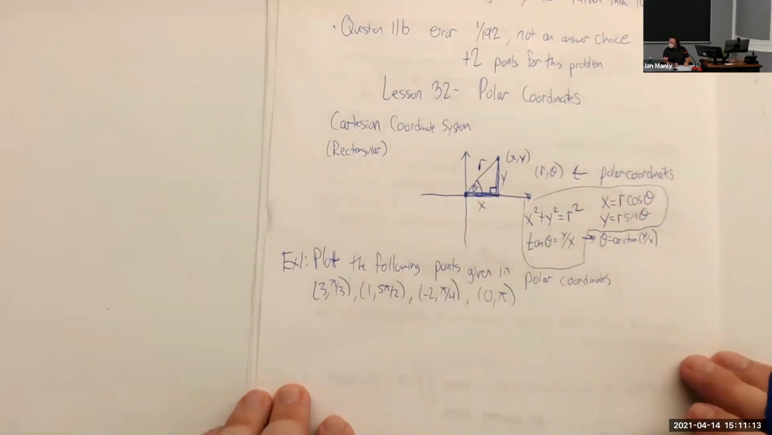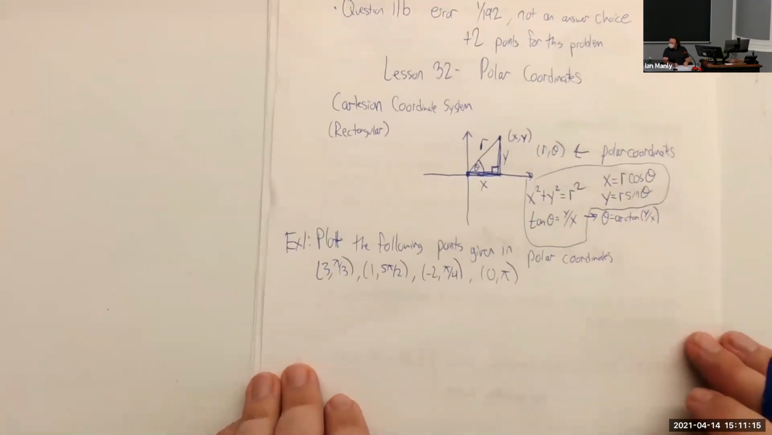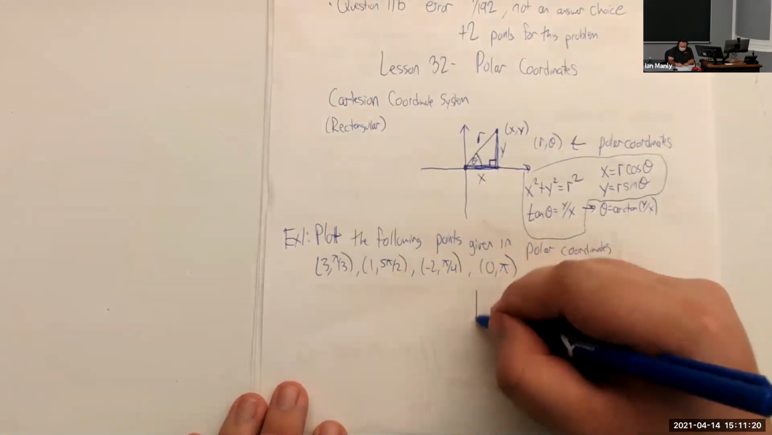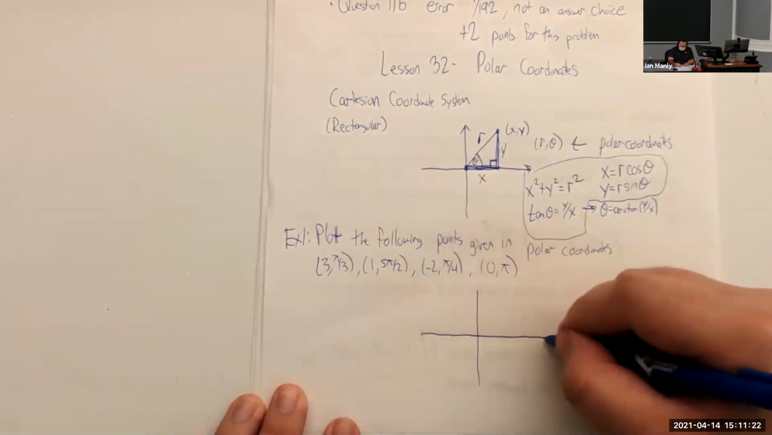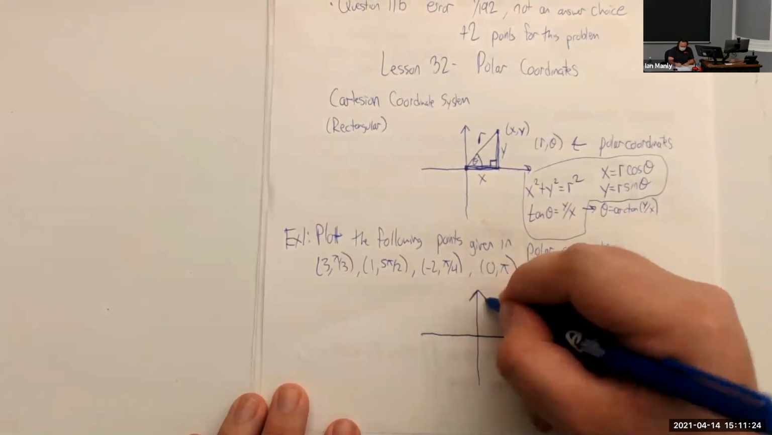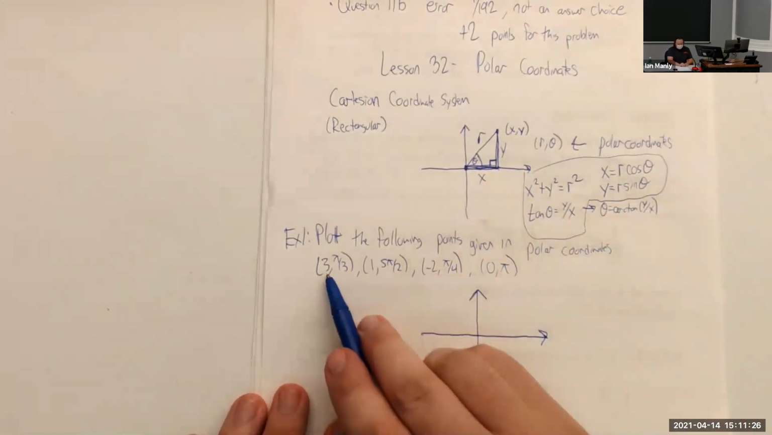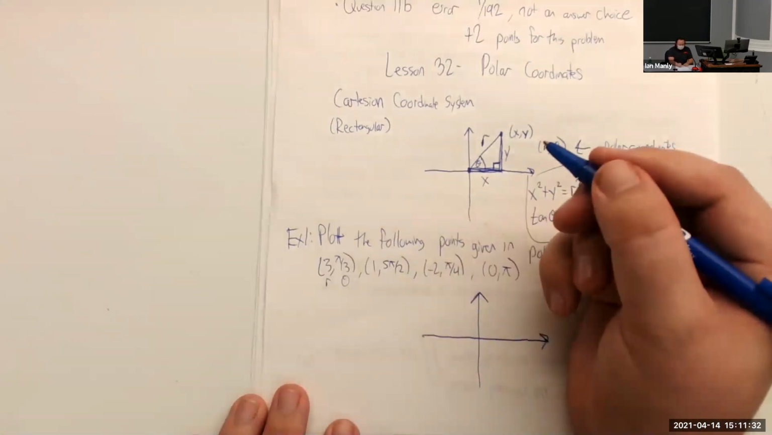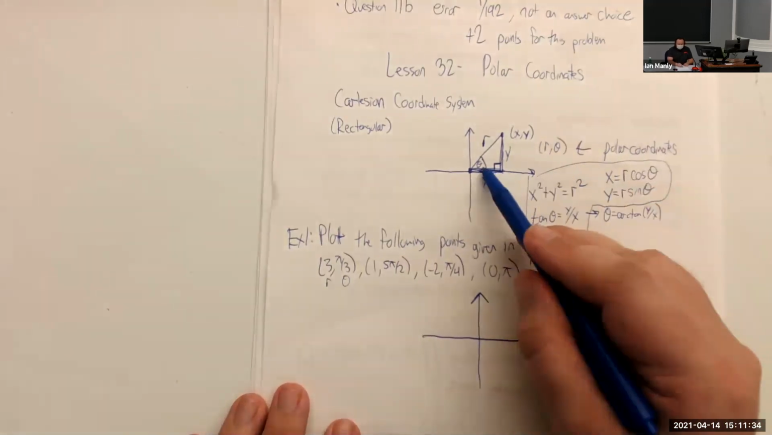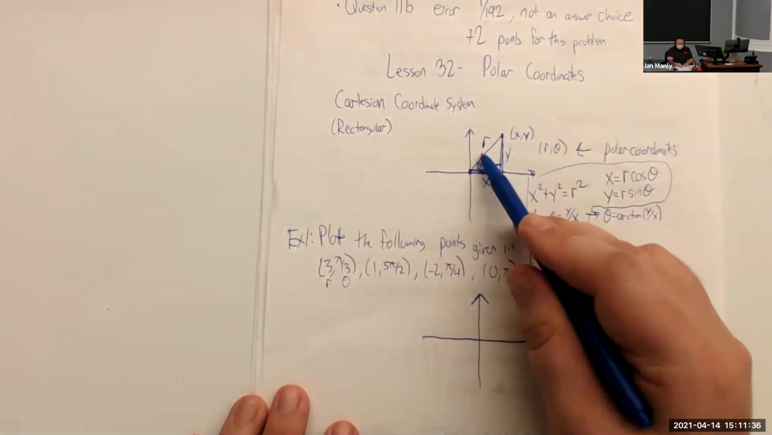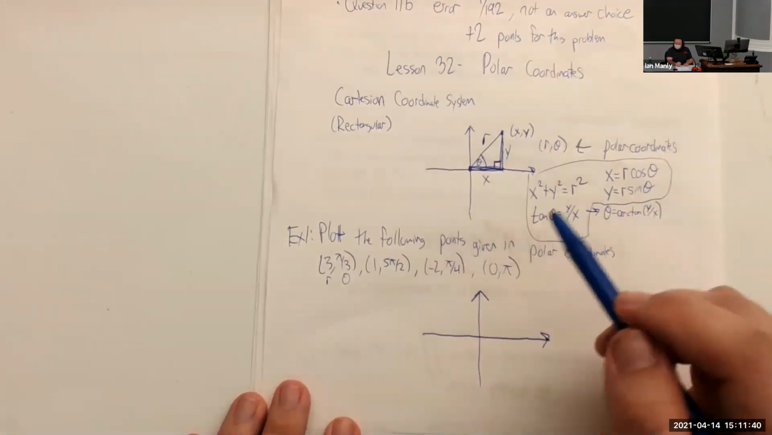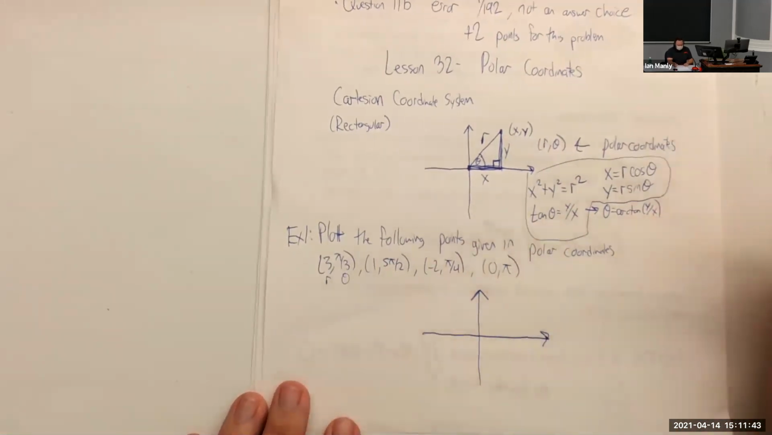All right, so let's see if we can plot these. I'm going to draw my axes here. Let's take a look at our first point. This has r equals 3, and theta will be pi over 3. So kind of in the way that I described how we created polar coordinates up here, I'm going to use that same reasoning to figure out where this polar coordinate leads us.